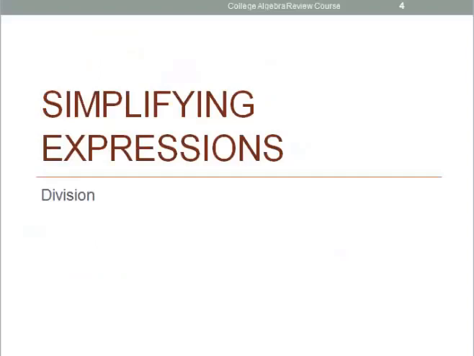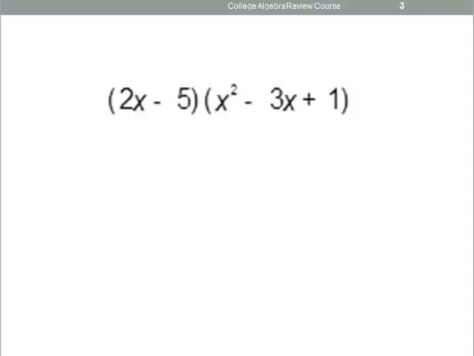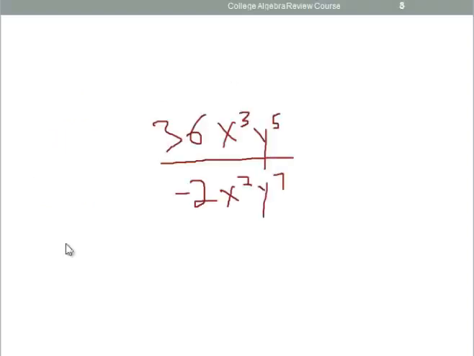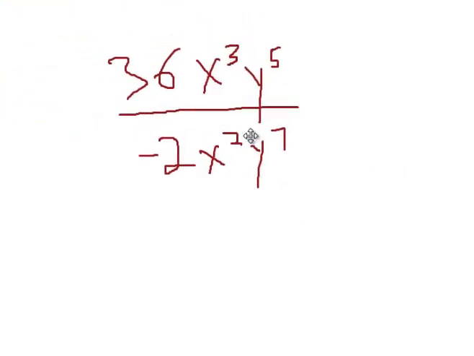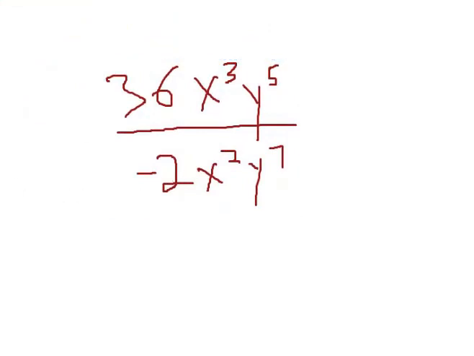Our next idea of simplifying expressions is the opposite, division. Division is really very similar to multiplication, except it's the opposite. And I'll give you an example over here. I chose 36 x to the third power times y to the fifth power divided by, and over, of course, means the same thing as divided by, negative 2 x squared y to the 7th. Okay, so we're going to take this one and we're going to see if we can simplify it.